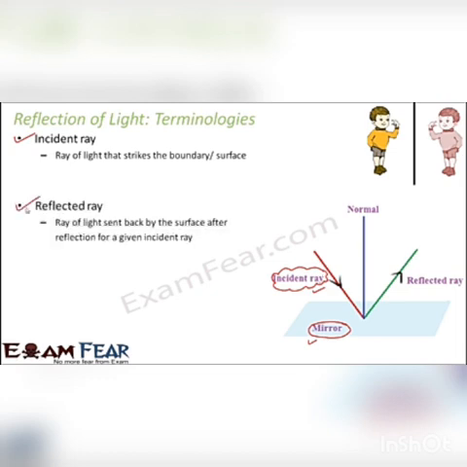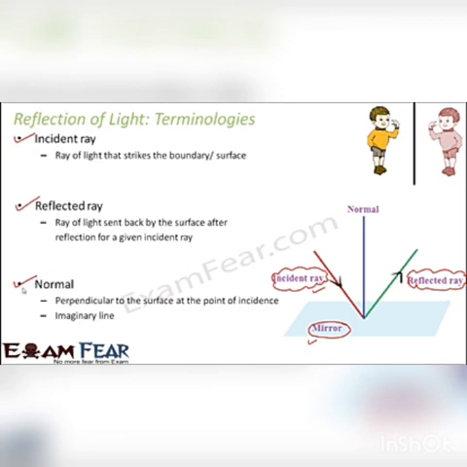The next one is reflected ray. As soon as the incident ray strikes the mirror, what happens? The mirror doesn't allow it to go further, so it bounces back. And the ray which is bouncing back is called the reflected ray. So it is the ray which is sent back by the surface after reflection for a given incident ray. That means for every incident ray, there will be a corresponding reflected ray.